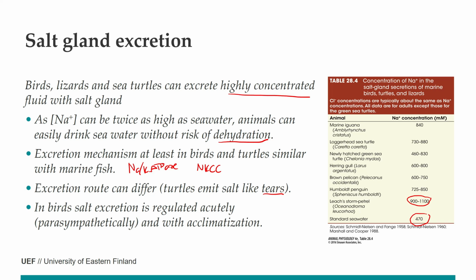And in the birds, it's well characterized that there is a parasympathetic regulation. So when our nervous system is getting the signal that now we have too high concentration of salt in the blood, then with the parasympathetic regulation, acetylcholine is released, and that causes the excretion of sodium and chloride, but also with acclimatization. So when these birds are migrating from the freshwater to seawater, they are then having larger salt glands, etc.